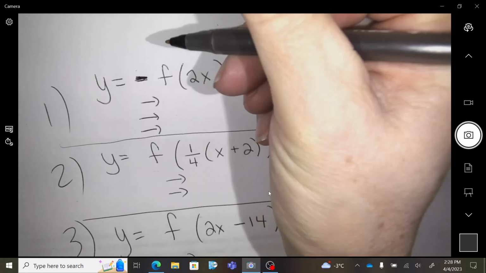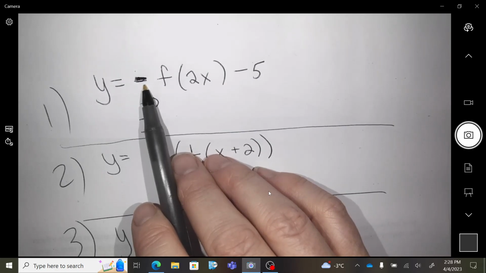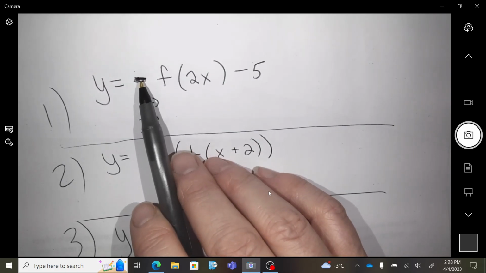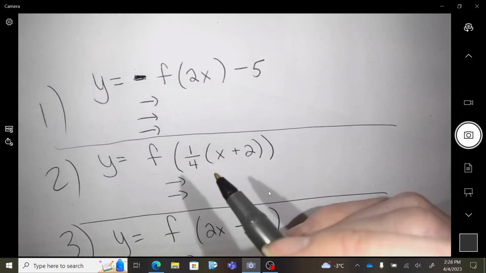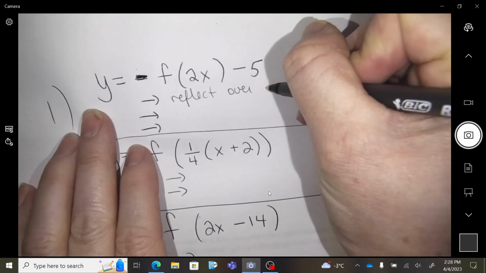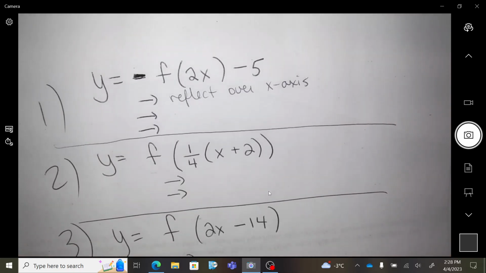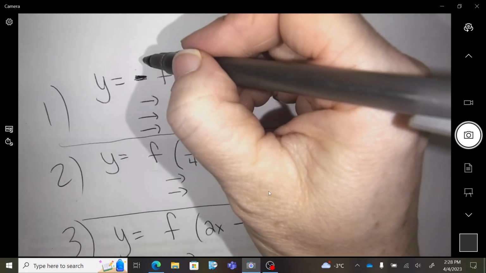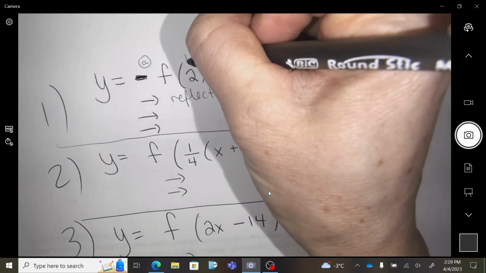The negative is on the A spot, which changes the Y, which means this is a reflection over the x-axis. Because it's a D. If it changes Y, it goes over the x-axis. Yeah.